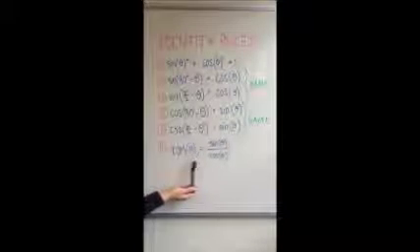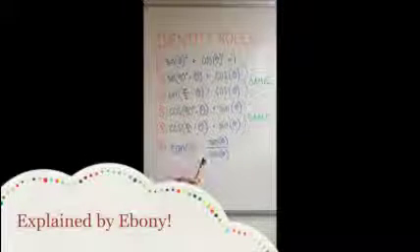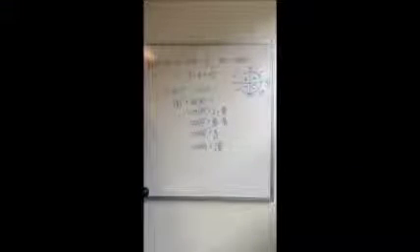For our sixth rule, we have tan of theta is equal to sine of theta over cos theta. And that's our identities. Okay, so an example of how we use identities is through this question.